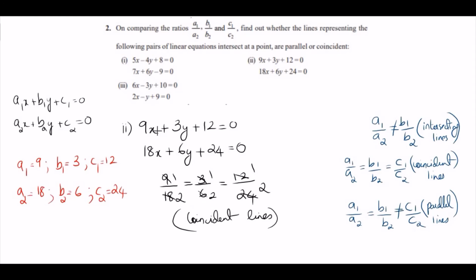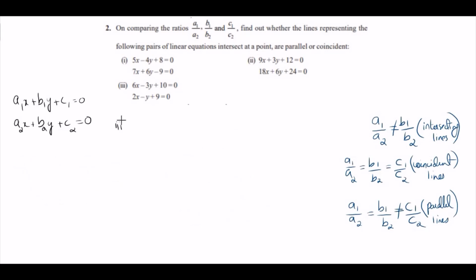Here you can see this is dependent. That is, when you multiply this equation by 2, you get the second equation. 9 into 2 is 18, 3 into 2 is 6, 12 into 2 is 24. So this is also called a dependent linear equation.